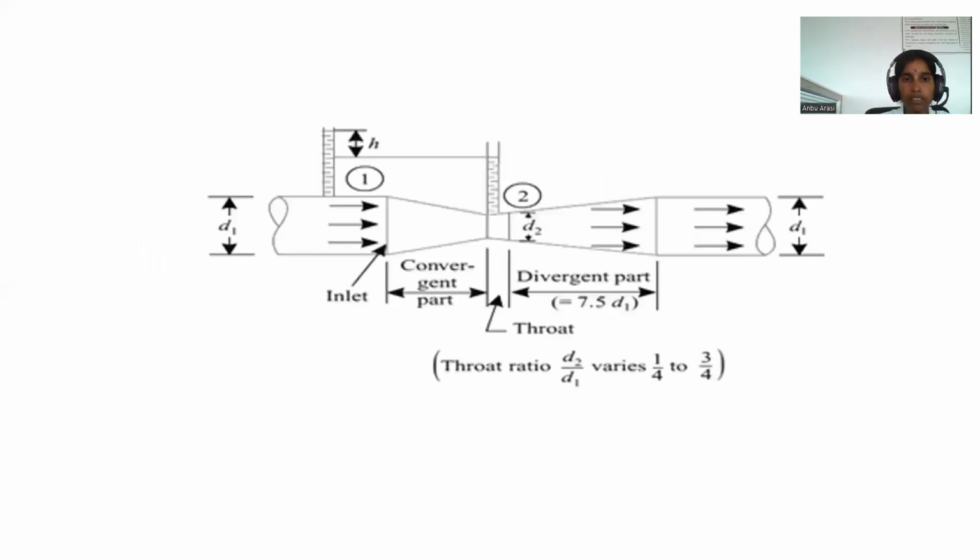This is the venturimeter. A venturimeter is a device used for measuring the rate of flow of a fluid flowing through a pipe. It consists of three parts: a short convergent part, a throat, and a divergent part. It is based on the principle of Bernoulli's equation.